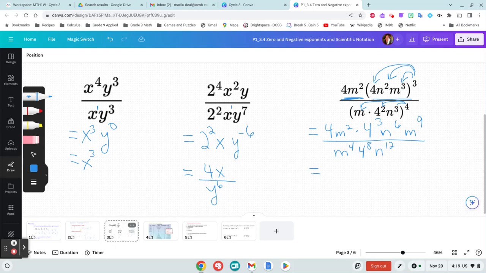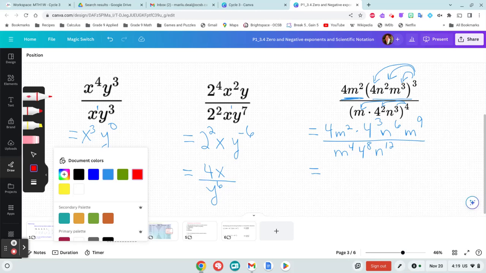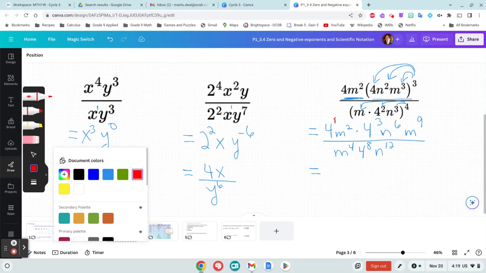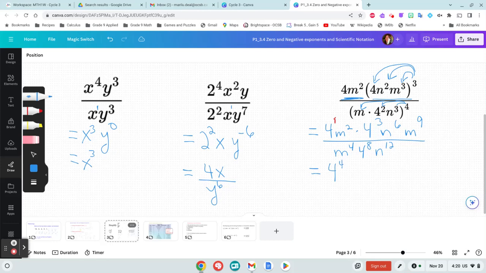So this is pretty messy and hard to look at. So now I'm going to put everything together. So don't forget that this 4 right here has a little 1. So I see that I have 4 to the 1 and 4 to the 3, so that's going to give me 4 to the 4. I have m to the 2 and m to the 9, so that's going to be m to the 11. And then the n is all by itself, so that's just going to stay as n to the 6. And then that is going to be over. I'm going to move that 4 out in front here, so 4 to the 8, m to the 4, n to the 12.